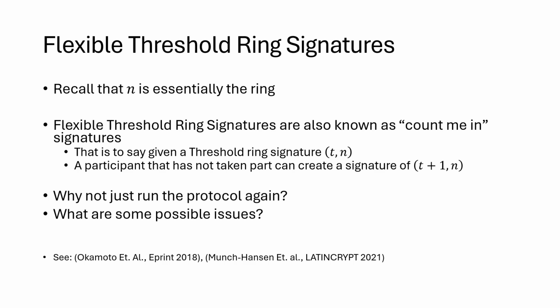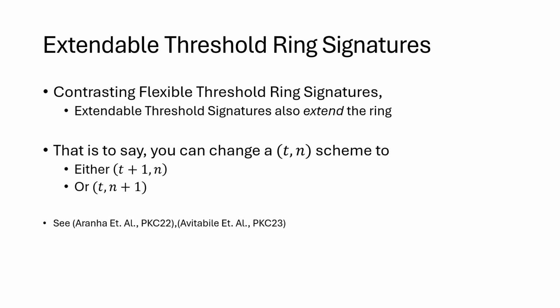Well, one of the main problems you can encounter with flexible threshold signatures is that you're increasing the threshold, right? Eventually, you will hit n, and then you just know everyone in the set participated. So recently, these guys found a way to extend the ring, solving the problem where, if t increases up to n, you would just increase n to be greater. This is called extendable threshold ring signatures, which is a two-part protocol. The first scheme is where you can increase your t of n threshold scheme to be t plus 1 of n, or you can also make it a t of n plus 1 scheme.